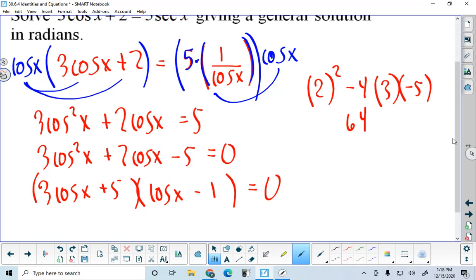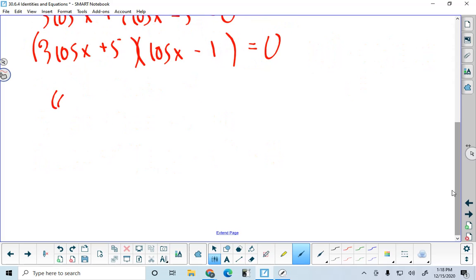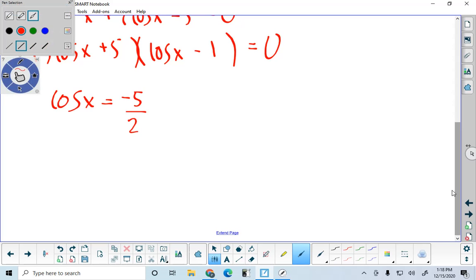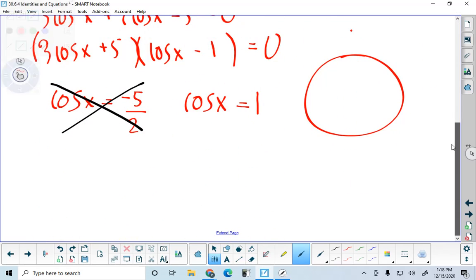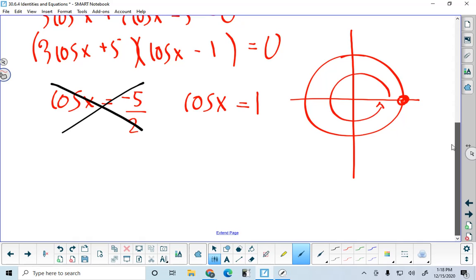Thank you. So we can finish this because it's only going to take 30 more seconds. Cosine of x equals negative 5/3. Not in this universe. You can't have cosine being outside of the range from negative 1 to 1. The other equation is cosine of x equals 1. Well, what's the domain? Oh, general solution. Where is cosine equal to 1? Right here. And right here. And right here. So we're going to say x equals multiples of 2 pi.